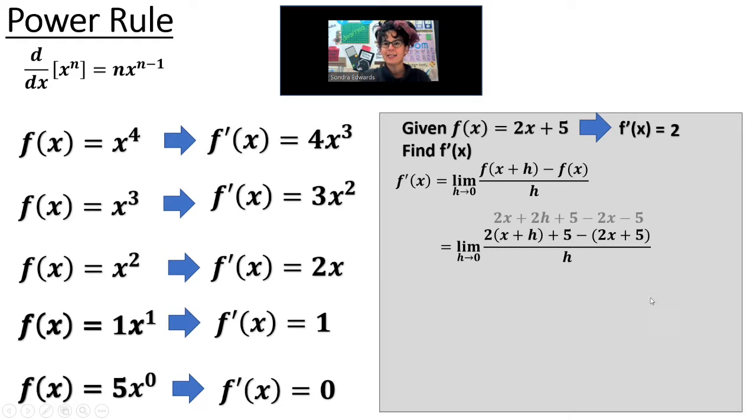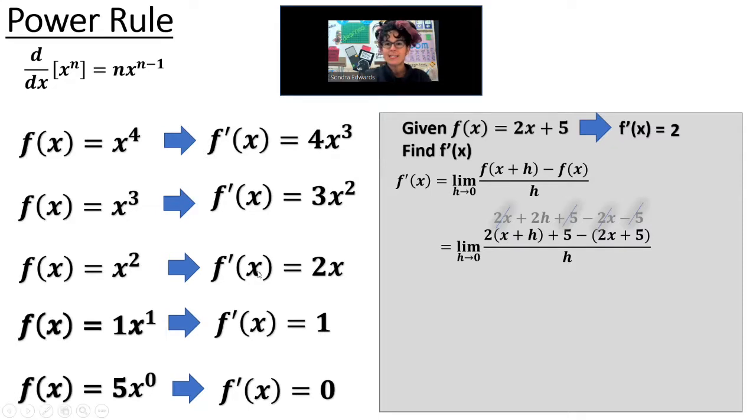Okay, I go ahead and simplify there a bit. I have 2x plus 2h plus 5, and I distribute the negative through. I'm going to go ahead and simplify right here without writing a new step. We have this 2x, and that one goes away. 5 and minus 5, that goes away.